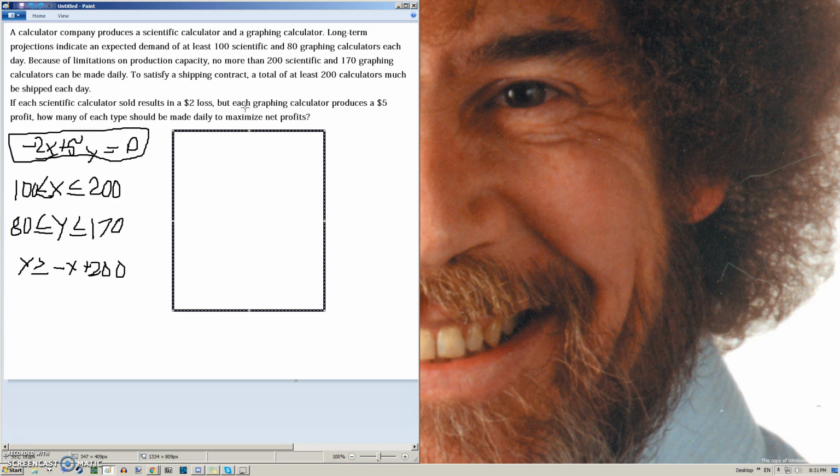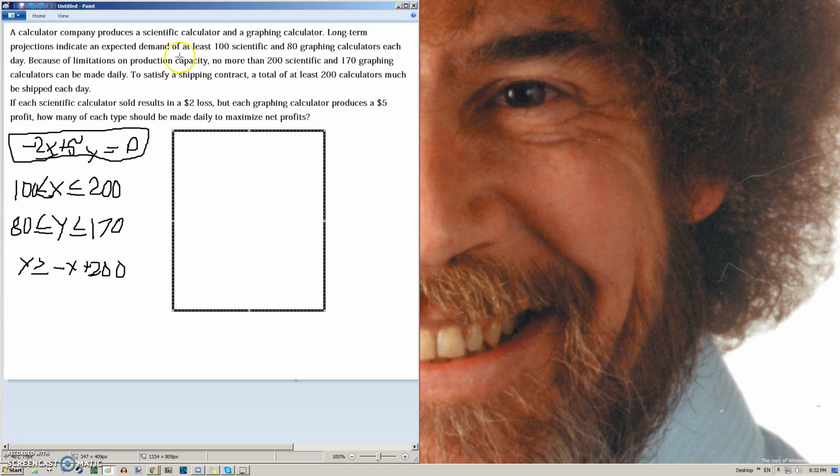It's crazy. So, but here's the key, right? The key is this thing right here. Each scientific calculator sold results in a $2 loss, but each graphing calculator is a $5 profit. That's like the key. So I wrote that down here. So negative 2x, since scientific is x and graphing is y, plus 5y, and that equals profit.